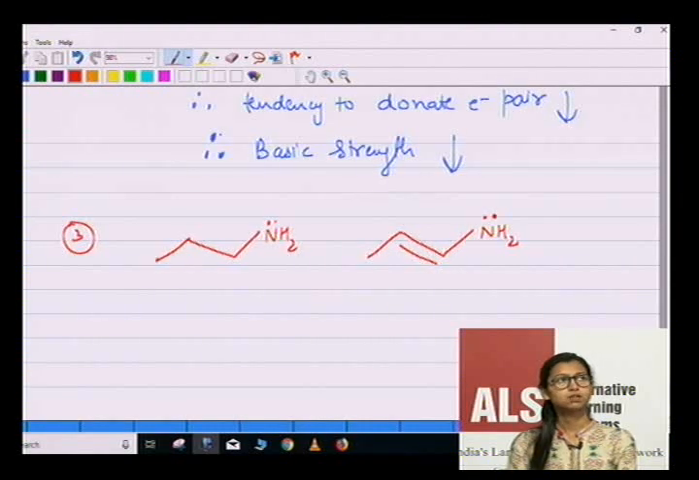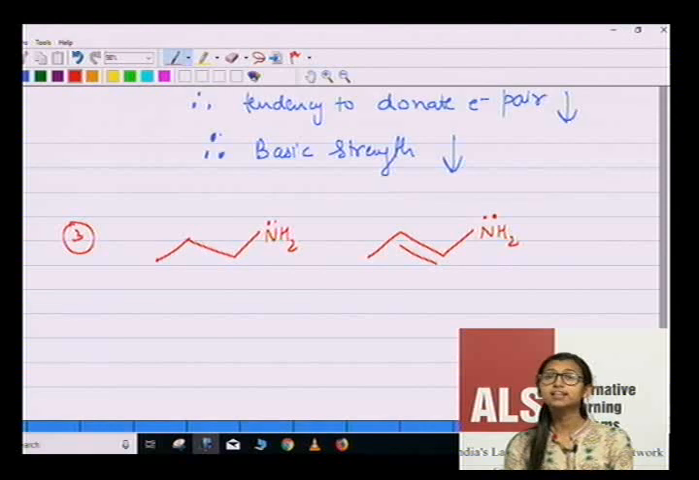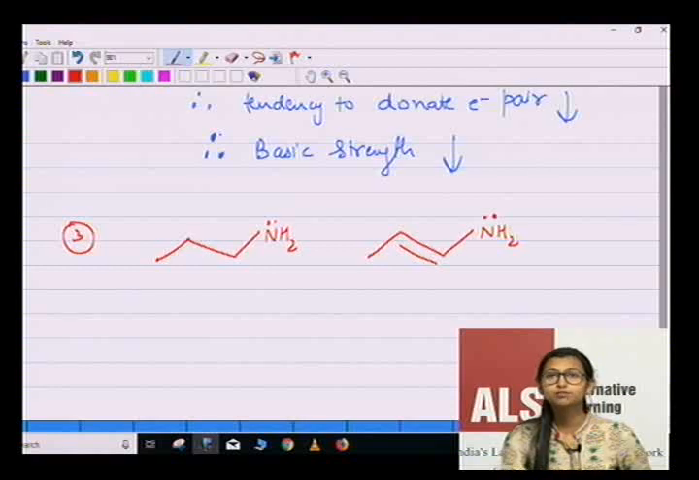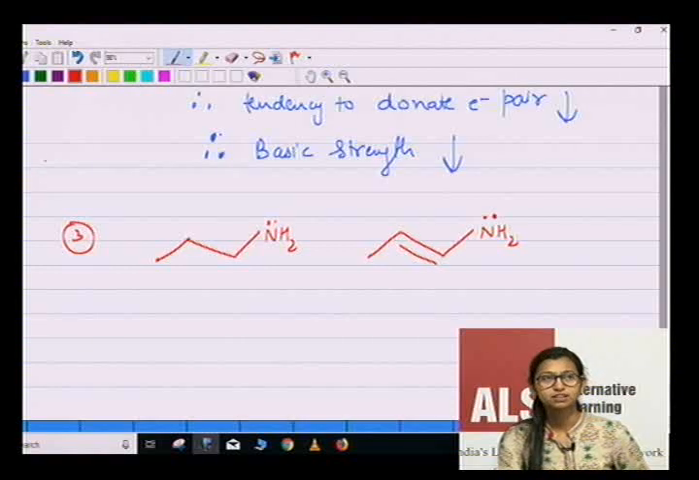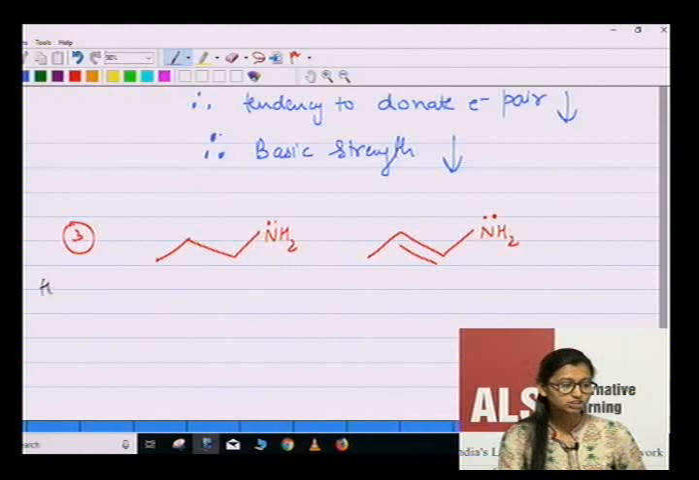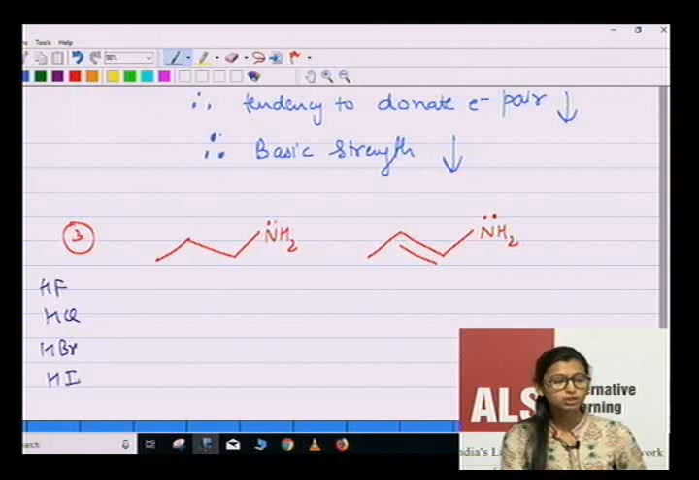No. Shillong, acidic strength increases down the group. You are getting confused with the nucleophilicity. We will be talking about the nucleophile also. I negative is a good nucleophile, no doubt. But good base is F negative. Look at the screen. HF, HCl, HBr, HI. Now what do you think, Shillong? Which is the good acid? Down the group acidic strength increases, right?